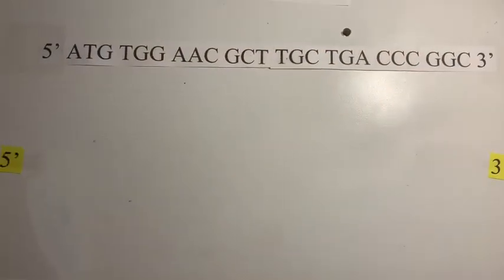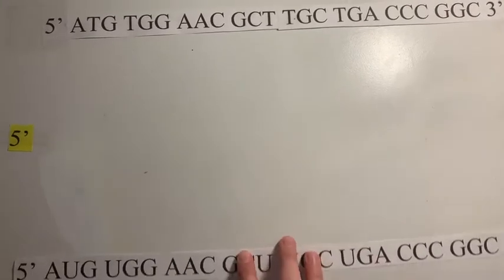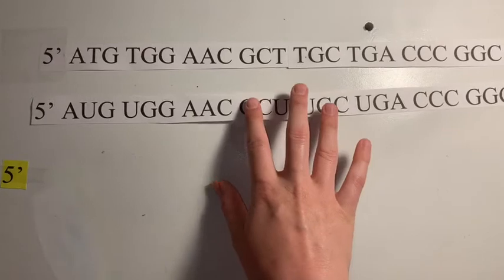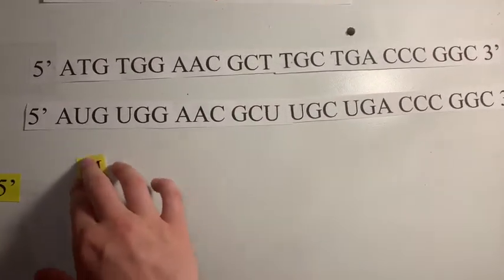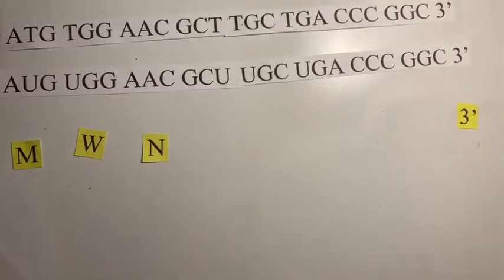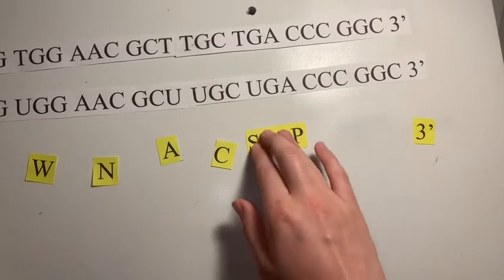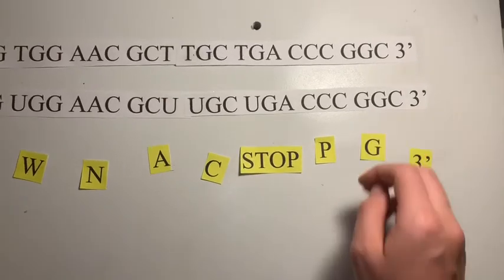This was the DNA sequence that was provided on the question, which we then translated into the RNA sequence, which then resulted in the amino acids M, W, N, A, C, a stop codon, P, and G.